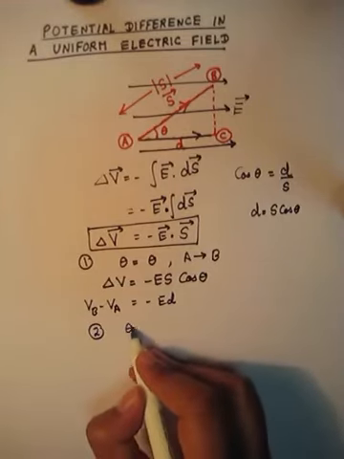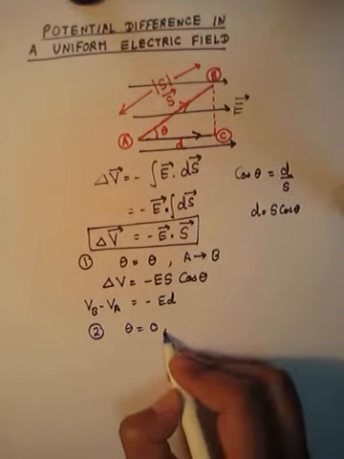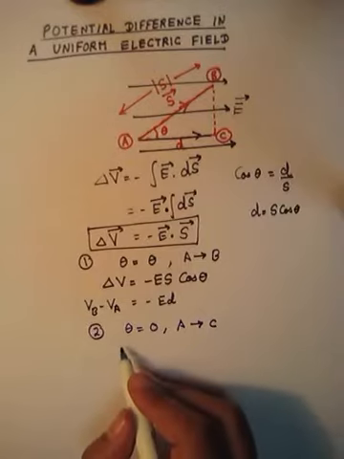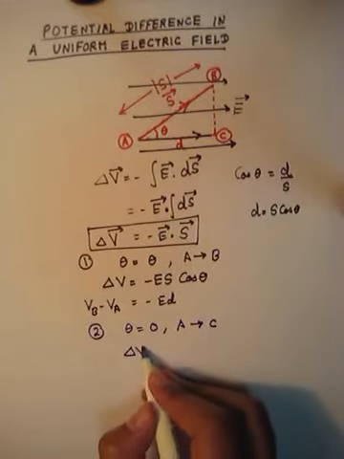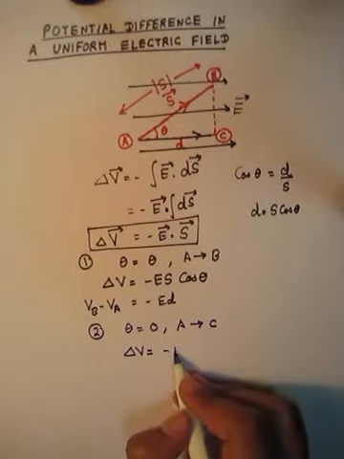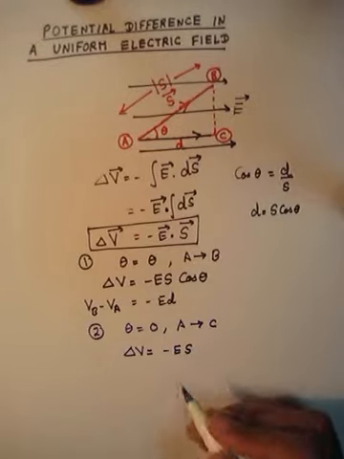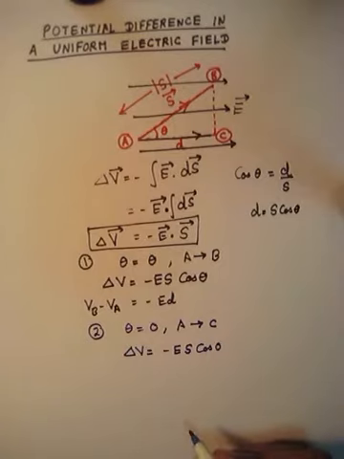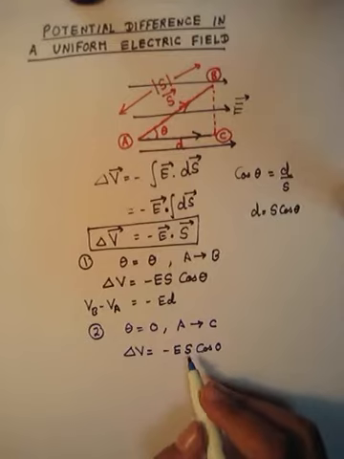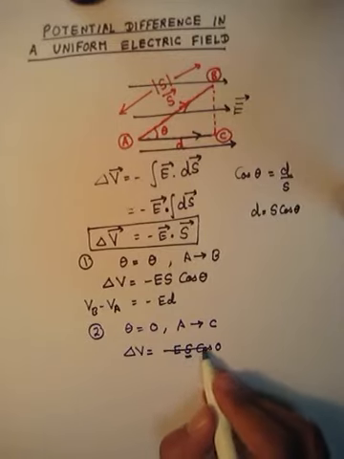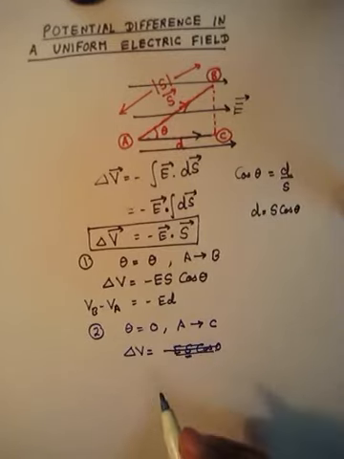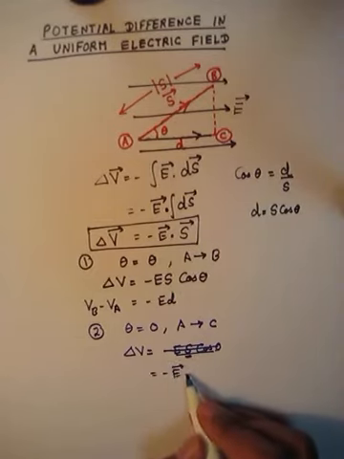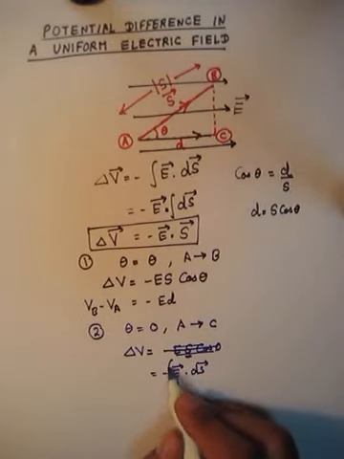Now in the second case, let us say theta is 0. It means that we are moving from A to C. And if theta is 0, delta V will be equal to minus Es cosine of 0. But what we have to take care of here is the displacement. So we cannot use it actually. We'll have to take care of the displacement. So let us use the original expression, which is this.